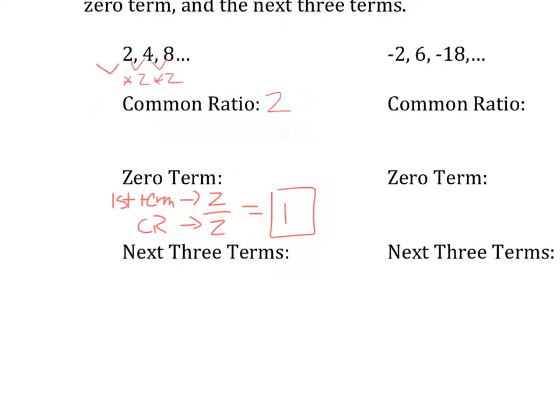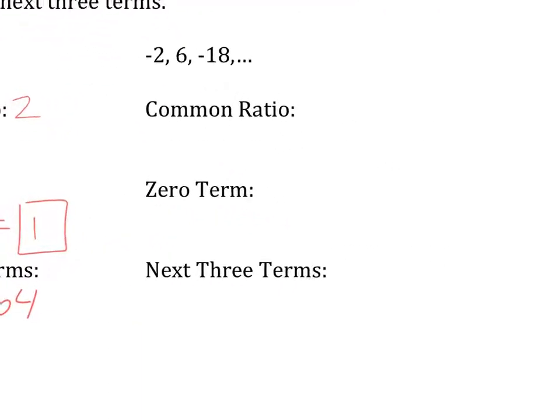Now the next three terms, we just multiply by 2 each time, so 8 times 2 is 16, 16 times 2 is 32, 32 times 2 is 64. And there we have that.